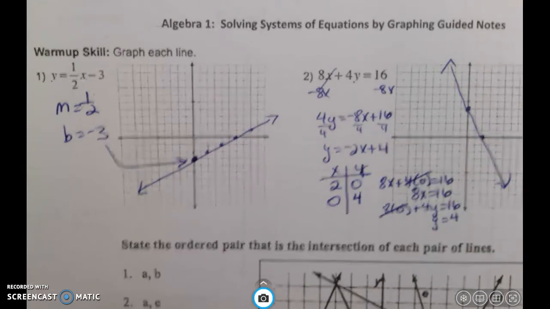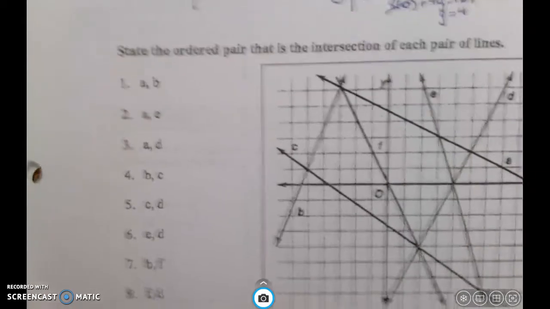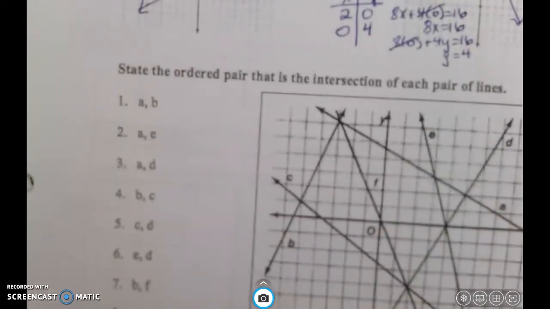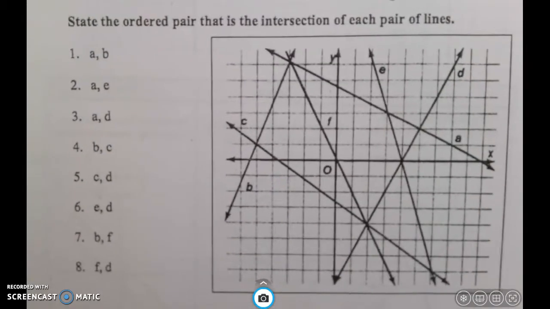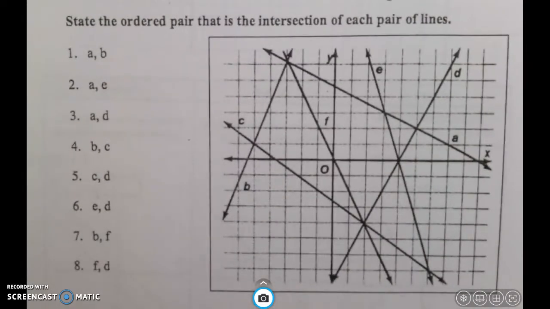The next part down below is just seeing if you can state the ordered pair that is an intersection. Just getting practice ready for when you're going to be solving a system of equations by graphing, because that's the method we're going to practice today. Basically, you're just going to put 2 graphs on the same coordinate plane, and you're going to be looking for the intersection of 2 lines. So this activity is just getting you used to practicing.